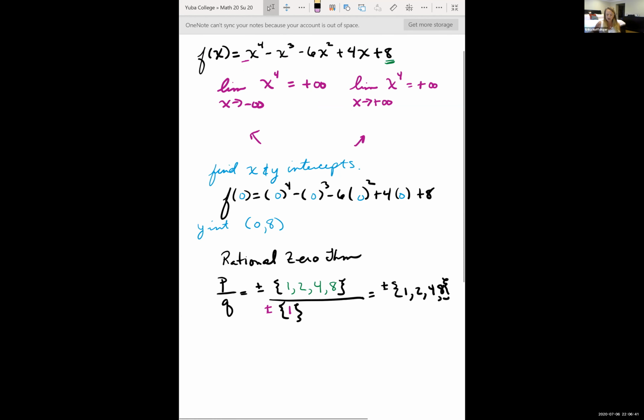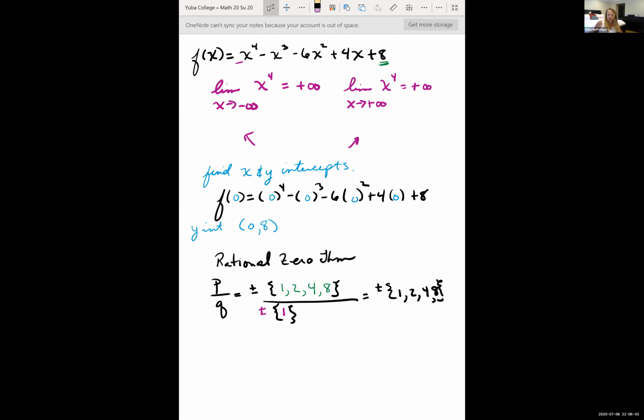So this is where Descartes' rule of signs could be helpful to determine how many possible positive zeros that we have.